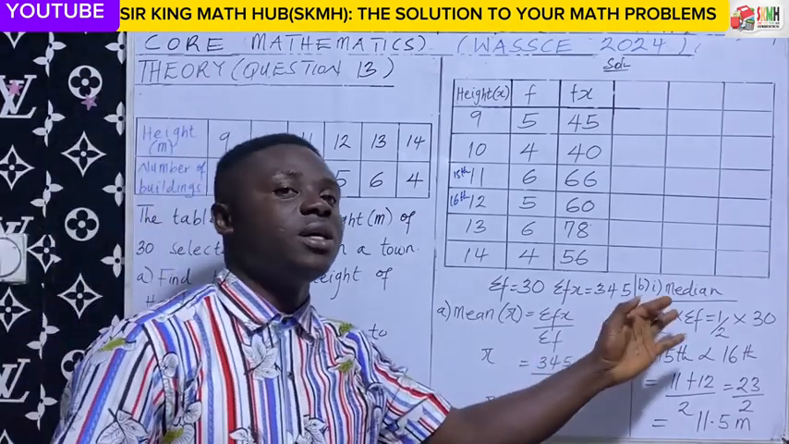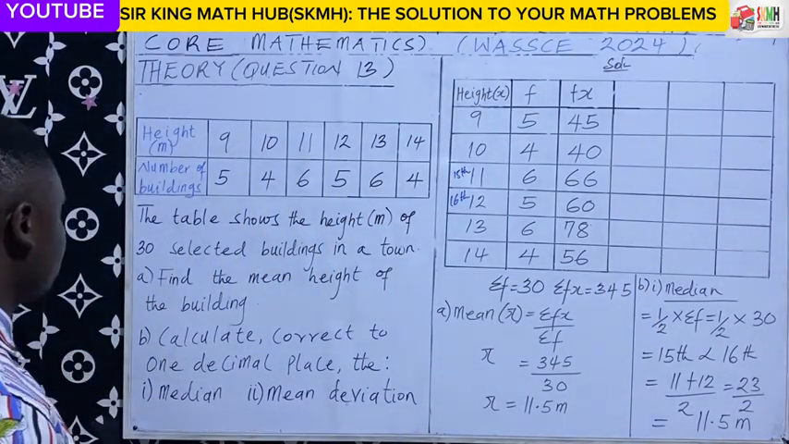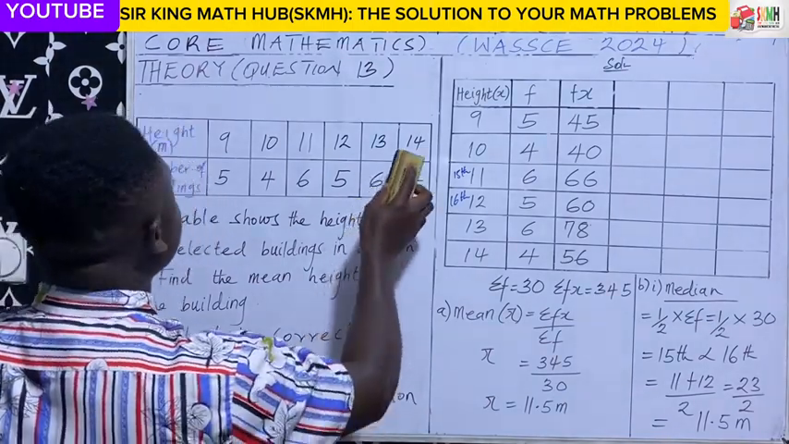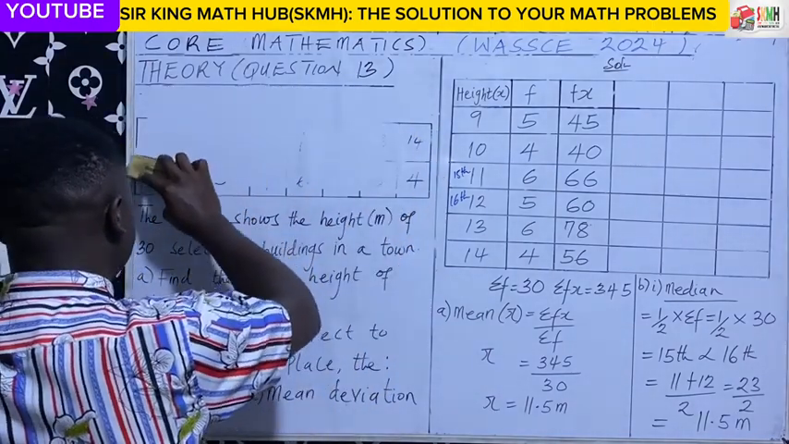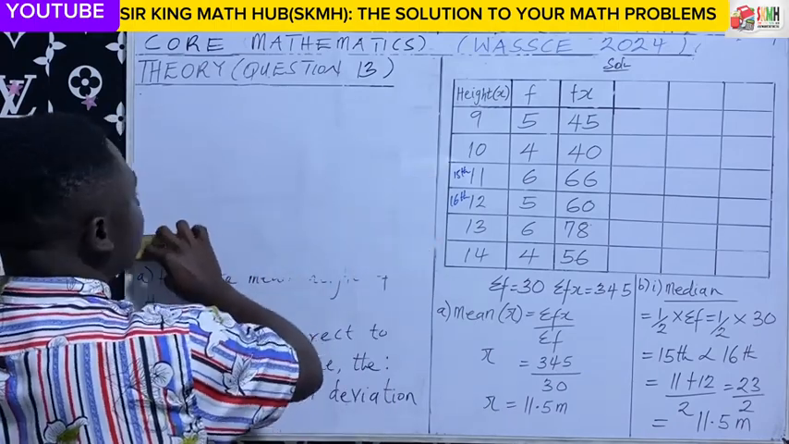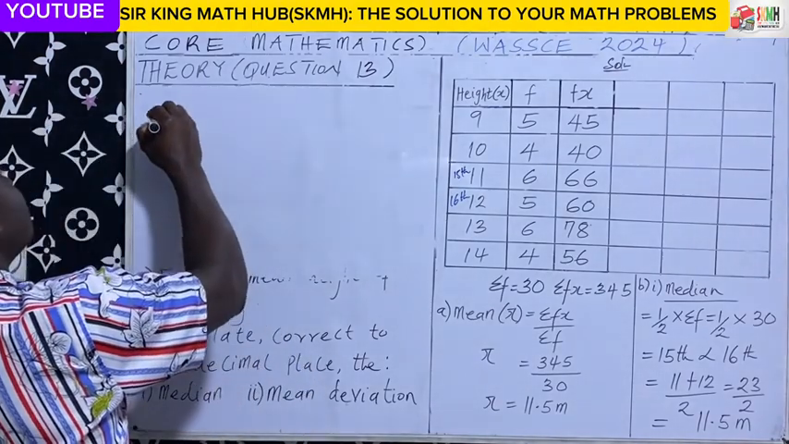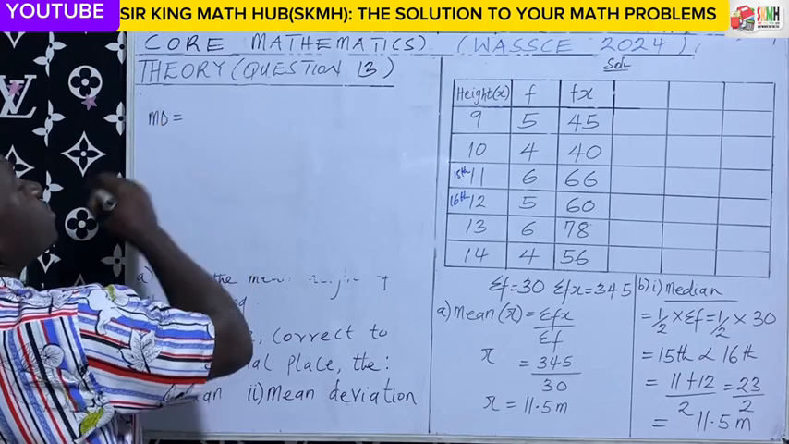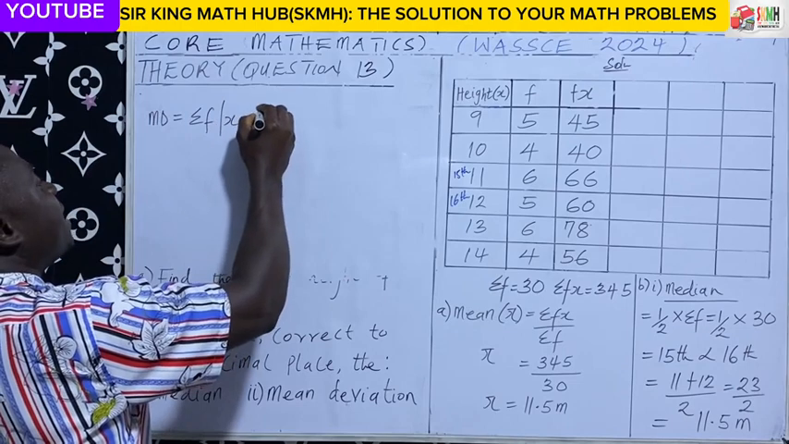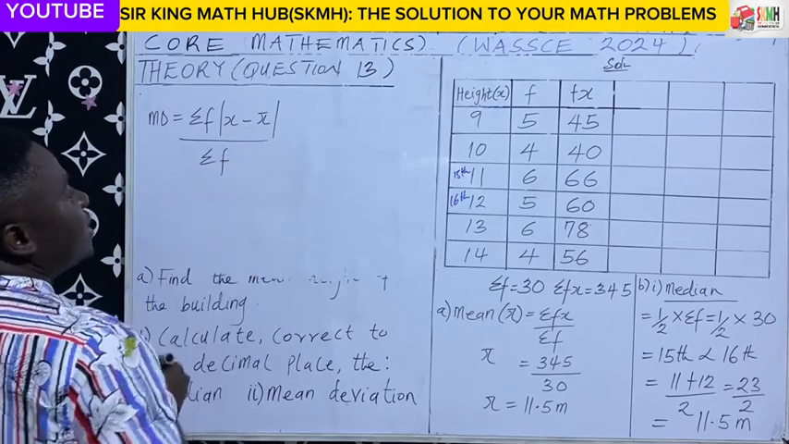So that is for BI. Now finally, the last one, BII. We also need to find the mean deviation. So how then do we find the mean deviation? Can we record the formula for finding the mean deviation? Now we know that the mean deviation is equal to summation f of absolute x minus the mean, all divided by summation f.